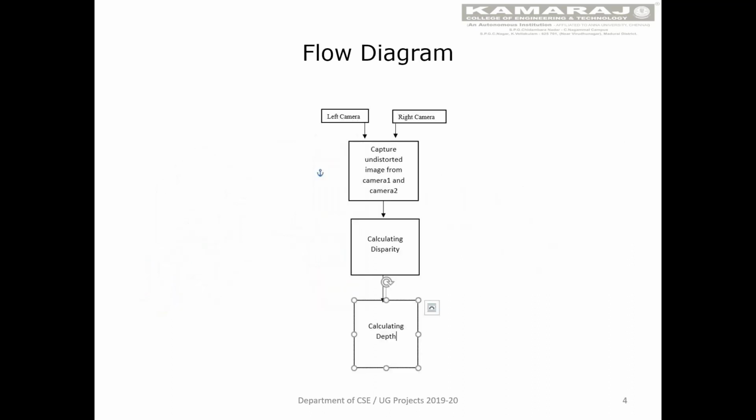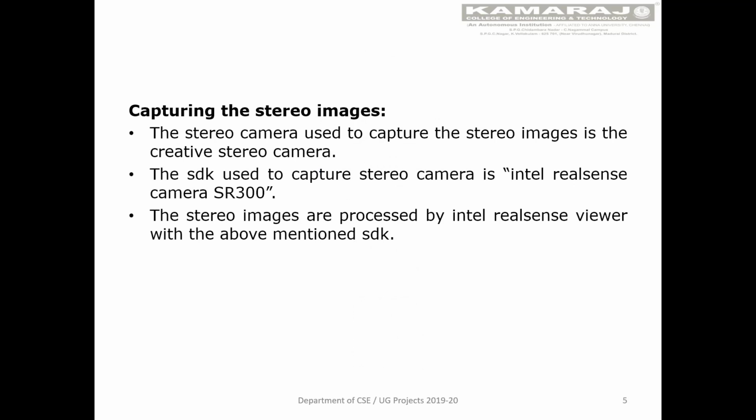This is the flow diagram of our project. First, we capture the stereo images from the left and right camera, and then we calculate disparity, and then we calculate depth from the disparity. This module is capturing the stereo images. The stereo camera used to capture the stereo images in this project is from the brand name Creative. The SDK used to capture stereo images is Intel RealSense Camera SR300. The stereo images are processed by the Intel RealSense Viewer.